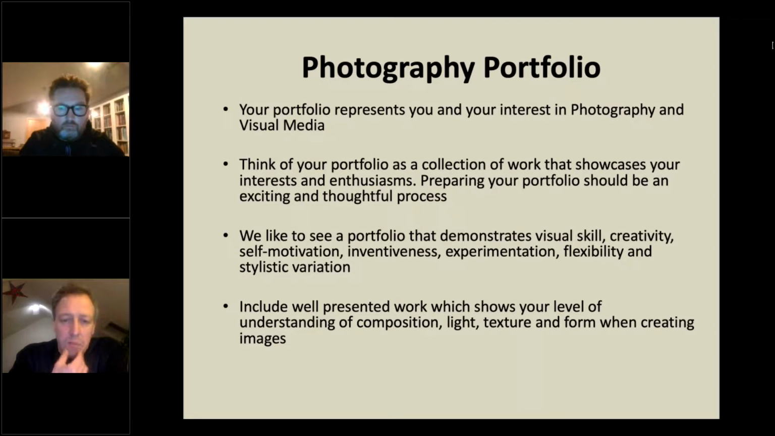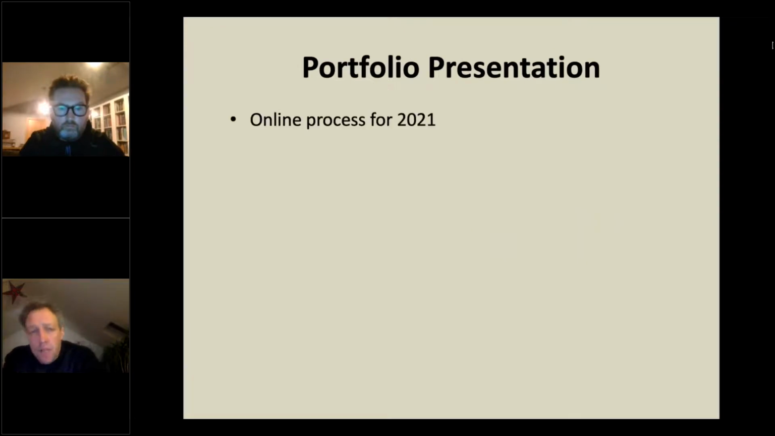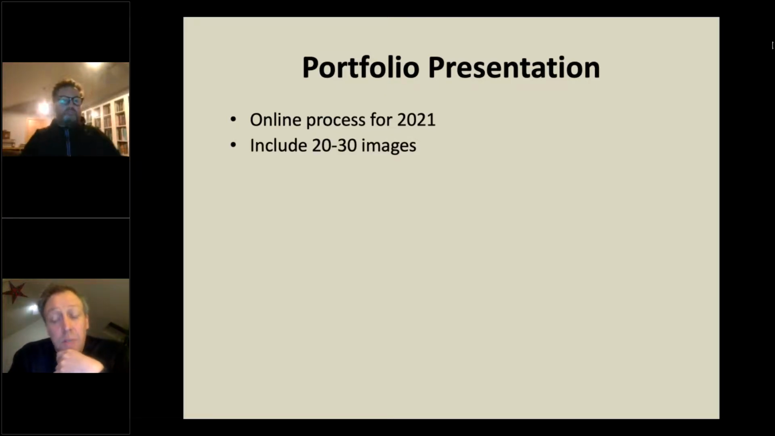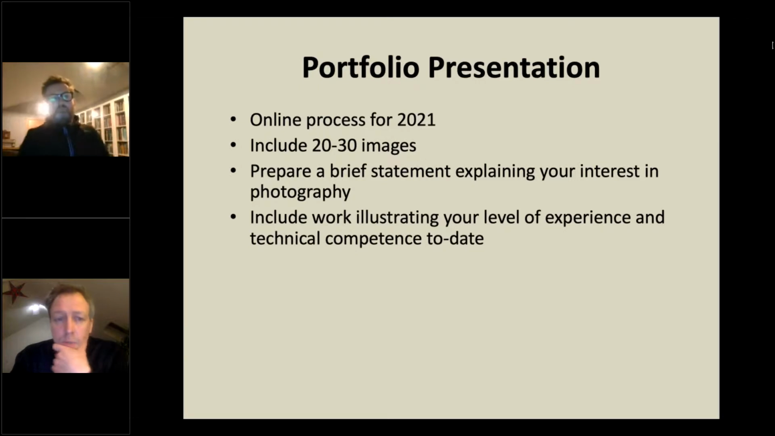Really, the work should be well presented. It should show your level of understanding of composition, light, texture, and form when creating images. For 2021, there is an online process because of current circumstances. The requirement is still 20 to 30 images. You're encouraged to prepare a brief statement explaining your interest in photography, what interests you, why you are interested, what you want to do with images.